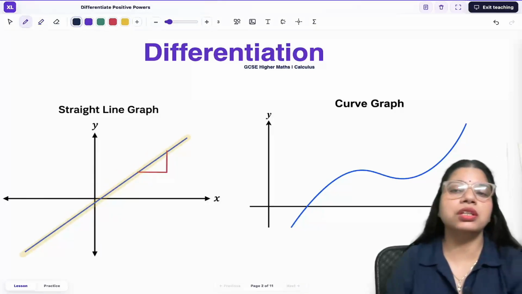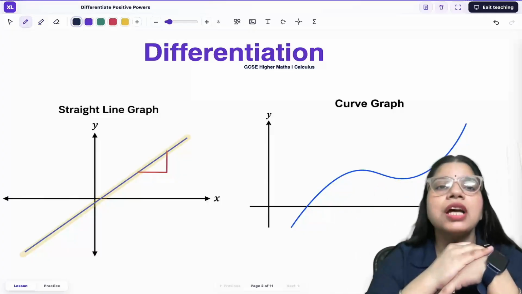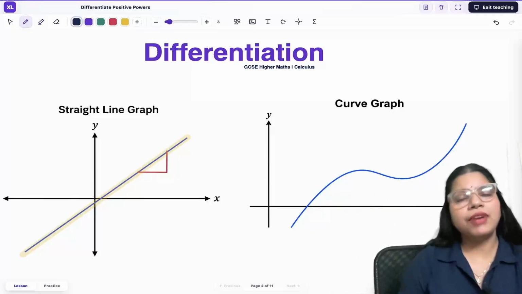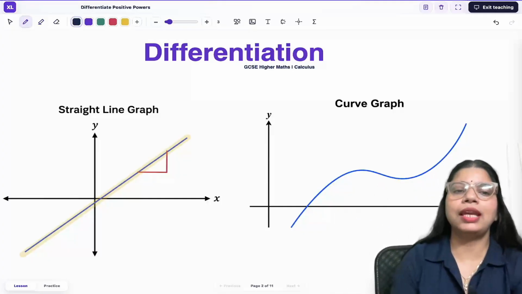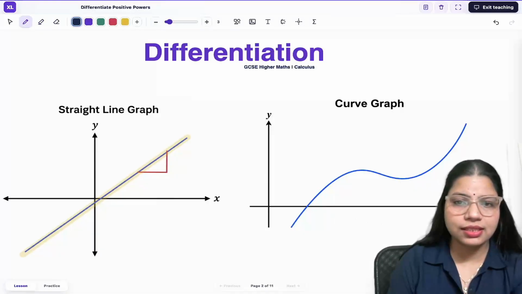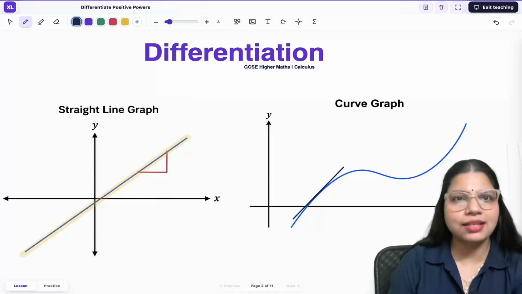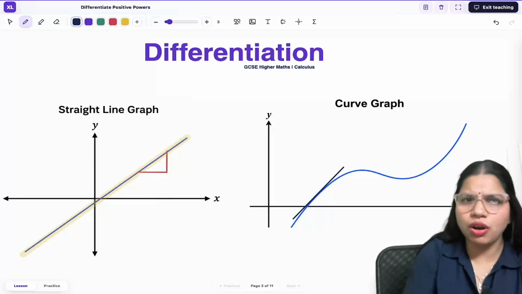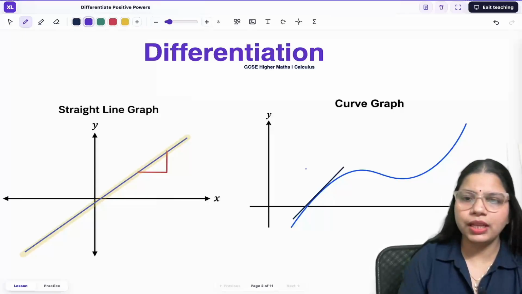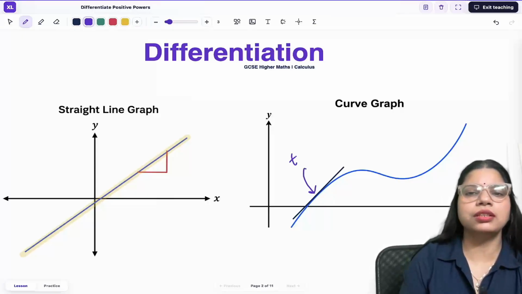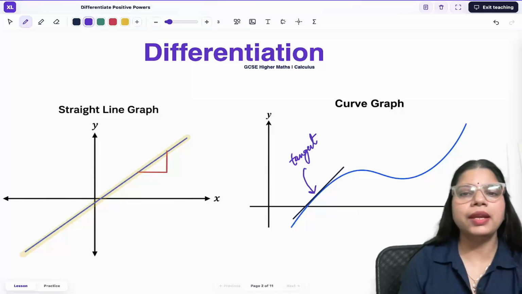But how about a curve? For curved graphs, how will you find out the gradient? To find out the gradient, we can draw straight lines like this. We call these straight lines tangents. I'm pretty sure you would have done these things, right? The straight line I drew over here is called a tangent, right?